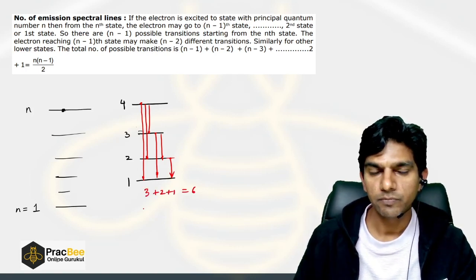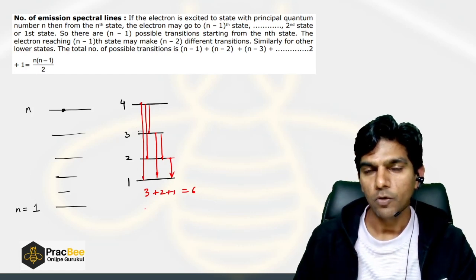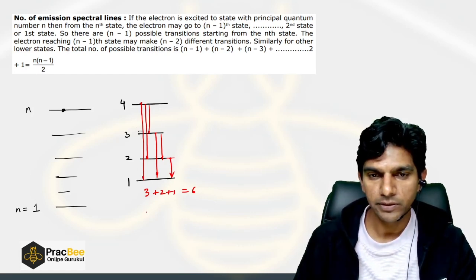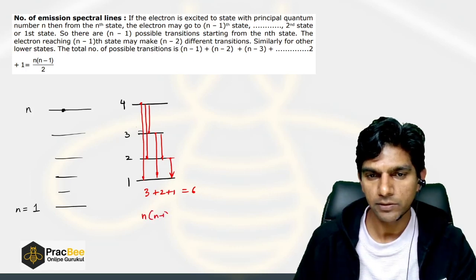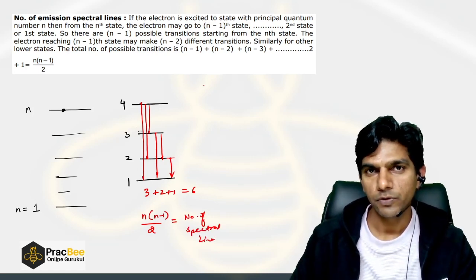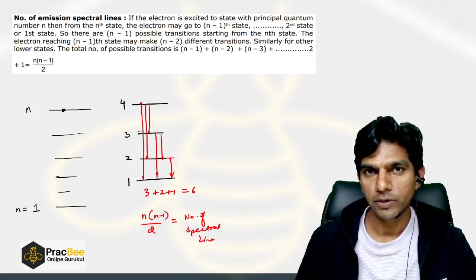So you should remember, if the electron is in nth state, how many possible photons can be generated, different energy photons can be generated? It will be n into n minus 1 by 2. Right? So number of spectral lines. So do remember this formula. So if electron is in the fifth level, so it will be 5 into 4 by 2, so it will be 10, right?